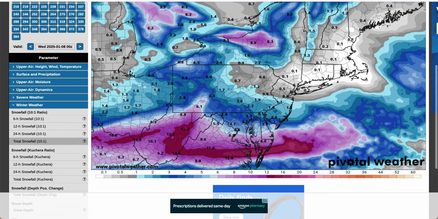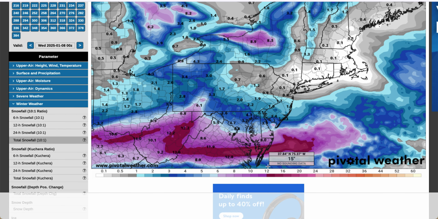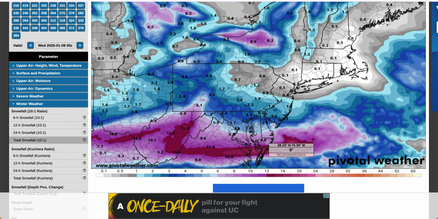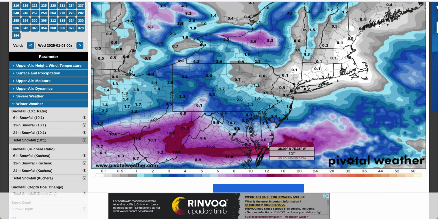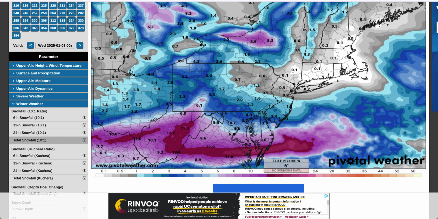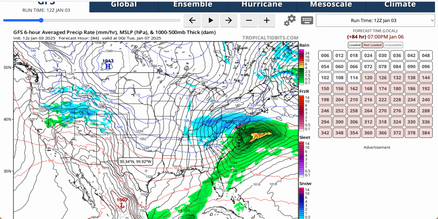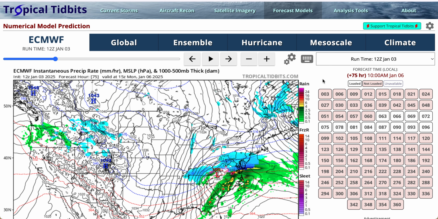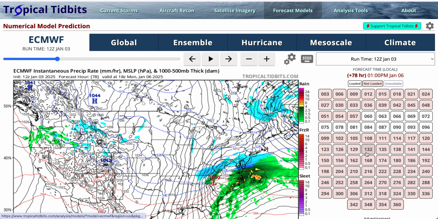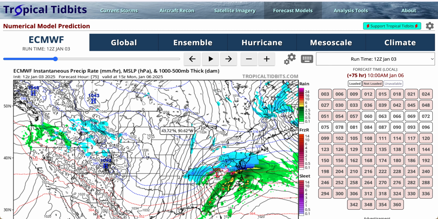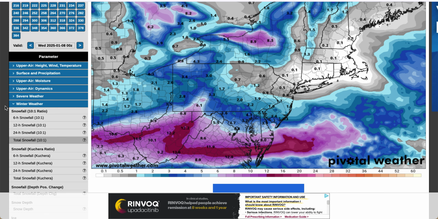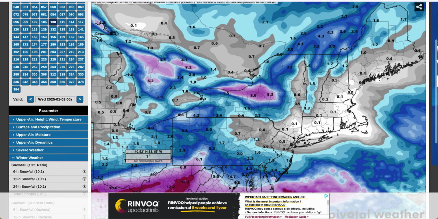European model even further south, putting the maximum snow totals over the portion of Virginia, I forget what this is called, I apologize, the portion at the bottom of the Delmarva Peninsula. If we want to pull up the Euro, the Euro's even further south. The low pressure is over southern Virginia. That's where the center is. This is pretty far south. I don't know if it will be that south, but that's still a possibility.